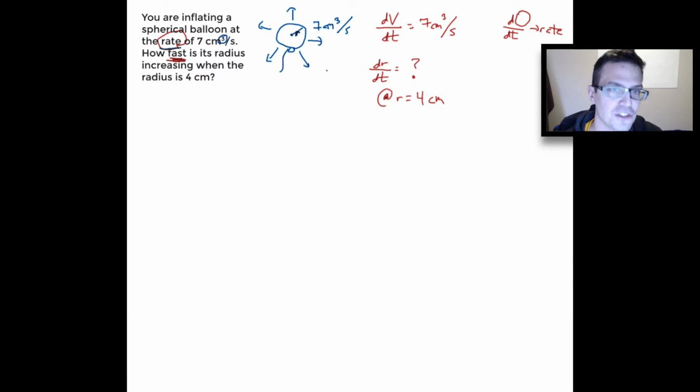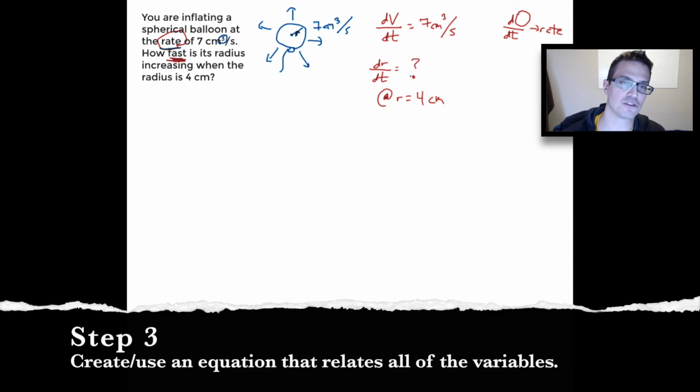Step 1, draw a picture. Step 2, translate everything that's given into math. Okay, so now it's all in math terms. Okay, step 3 is to create an equation or use an equation that relates this volume and this radius. So any variables that you have, in this case V and r, you need a formula or an equation that combines those two and shows how they are related. That's why it's called related rates.